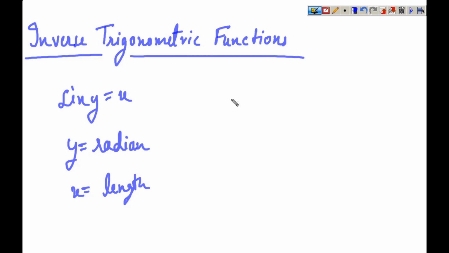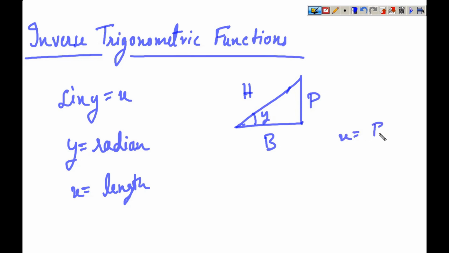Now we know that sine equals perpendicular by hypotenuse. So we have, this is the perpendicular, this is the hypotenuse, and this is the base. So let's say y is the angle and x is equal to p by h. This is sine, this is the ratio. So when we input the angle y, we get x. Therefore we write sin y equals x.